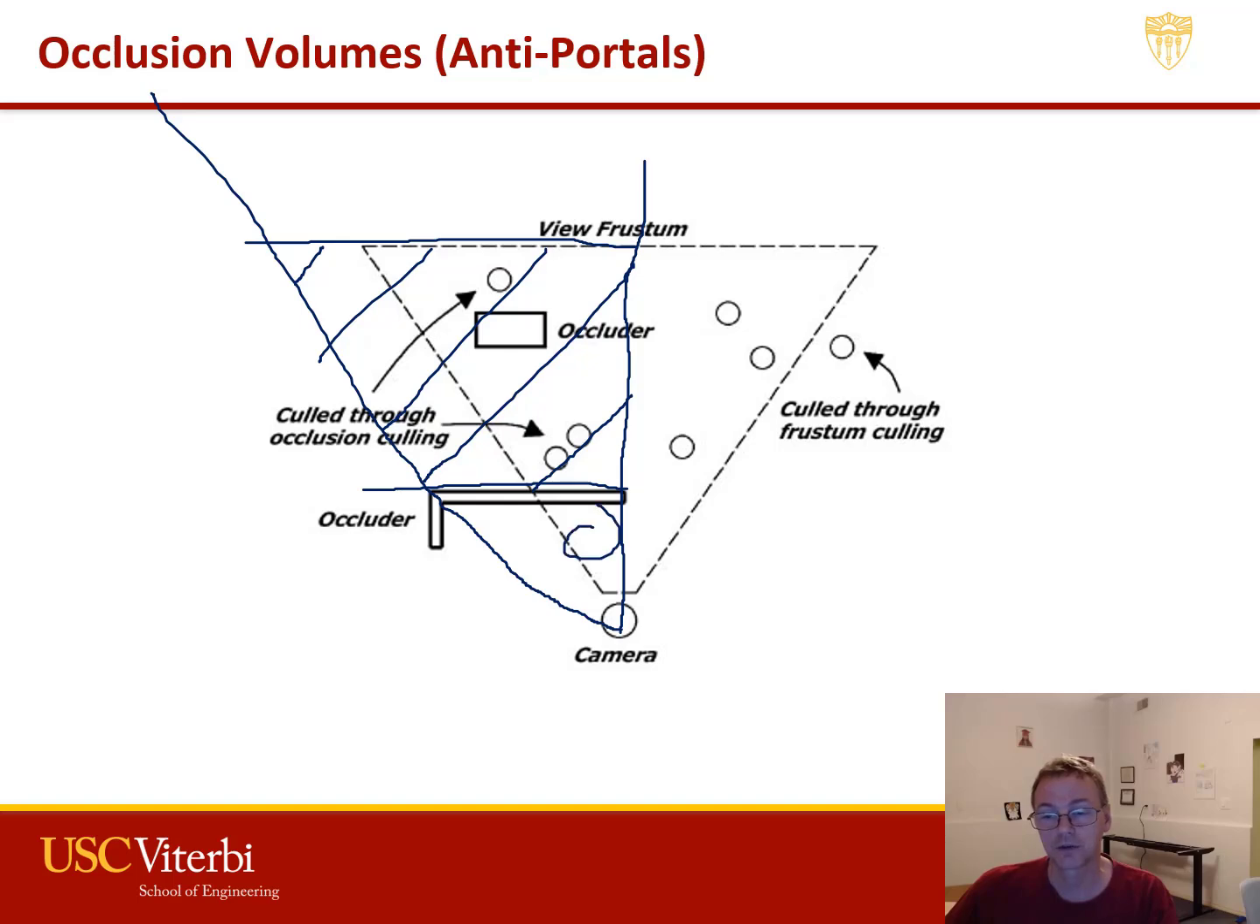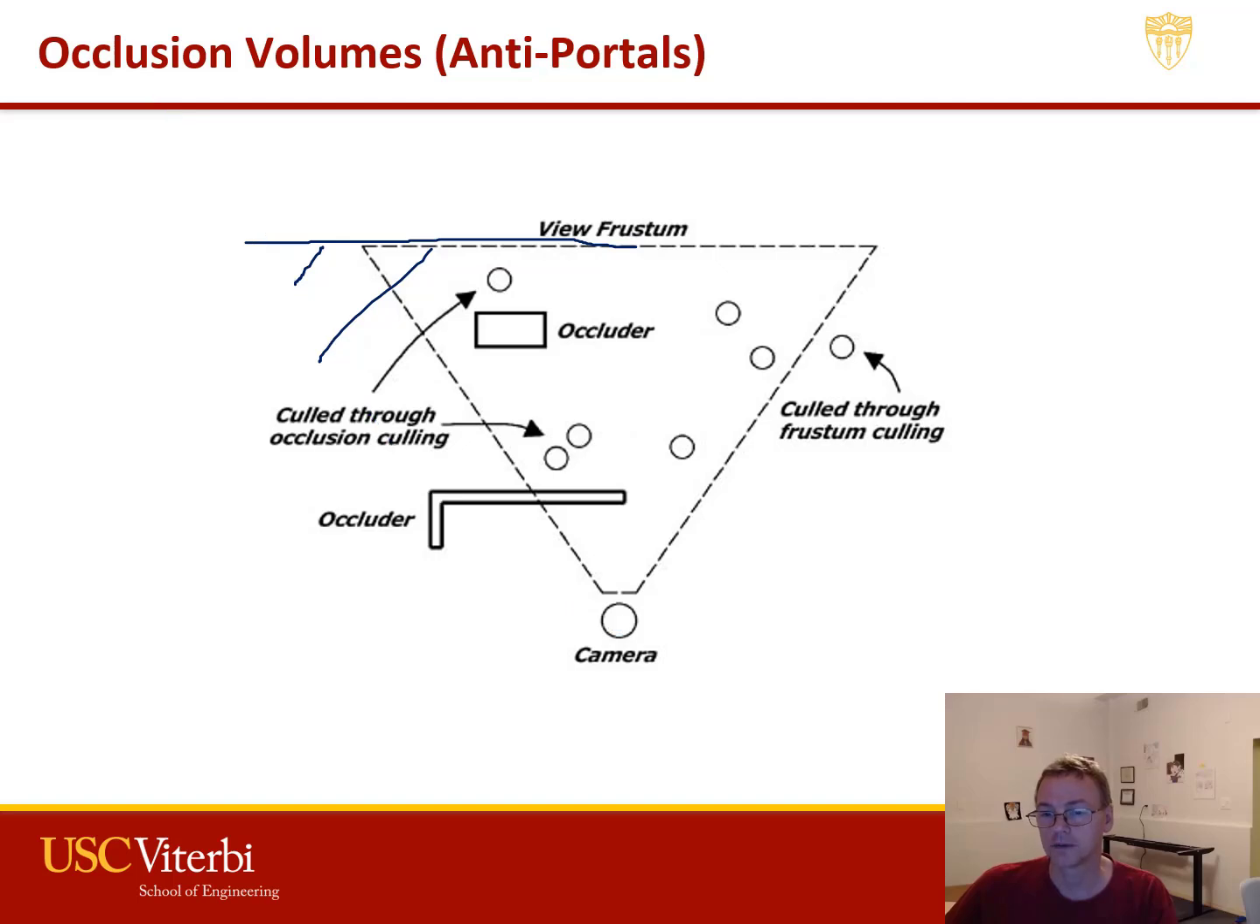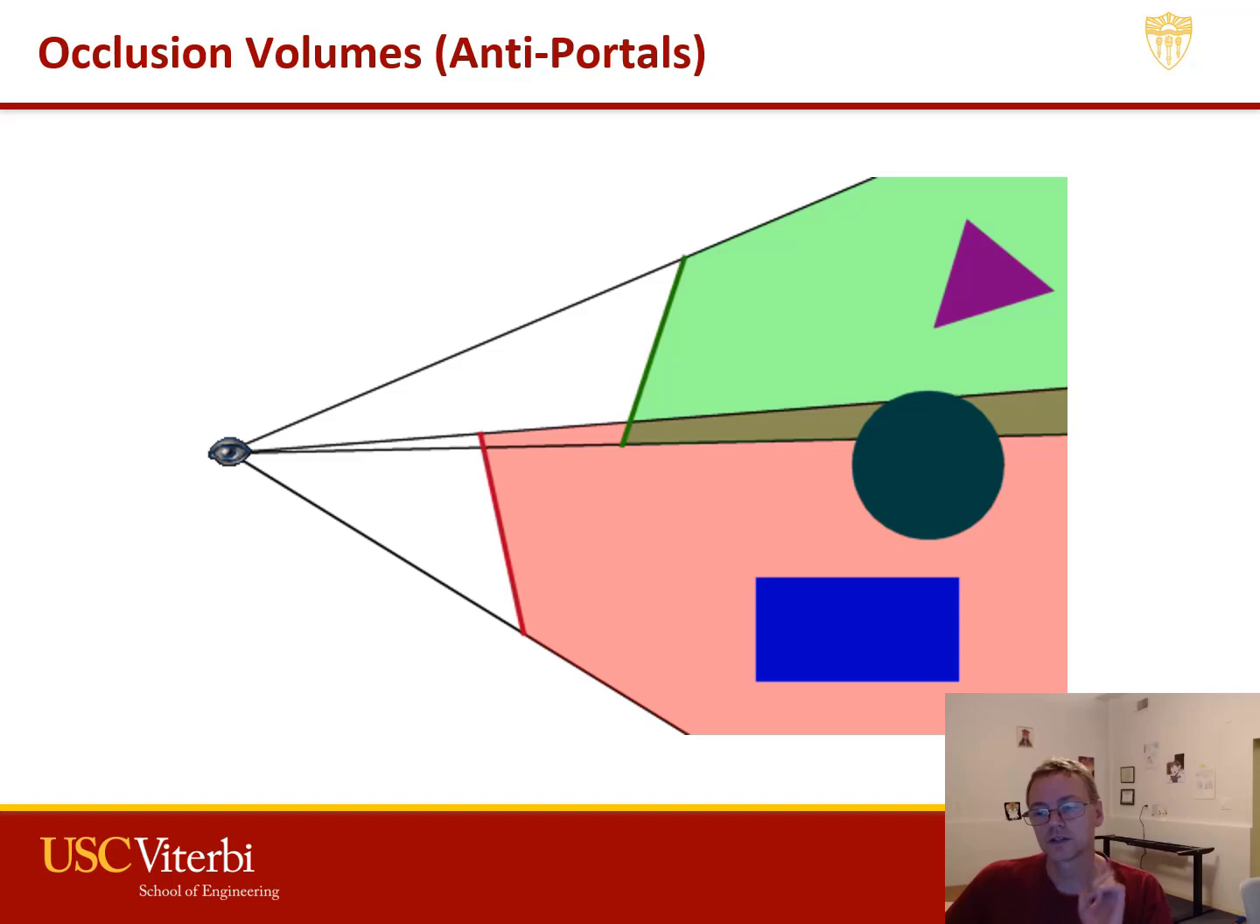So anything in this region is visible, but anything in this region is not visible. So these objects will be blocked by this occluder, right? And the objects over here on the right are visible. Now there's a snag with occlusion volumes, and that is illustrated with this diagram here.